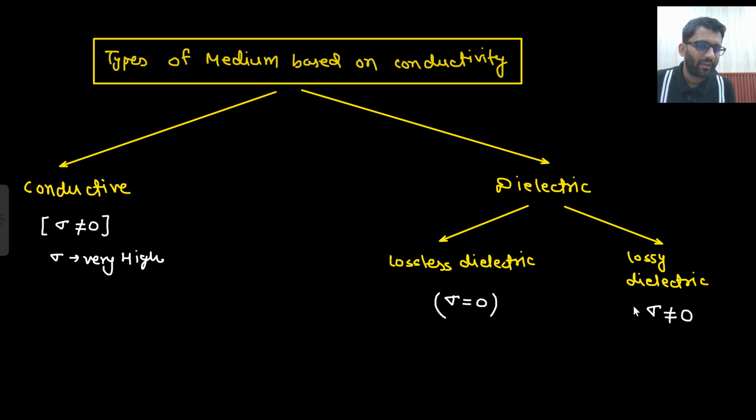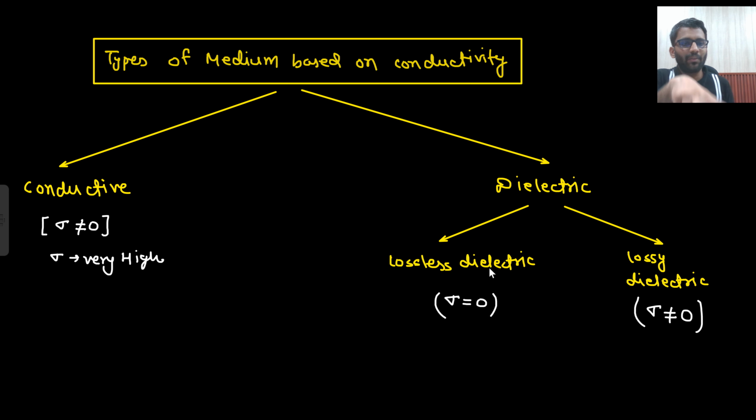You don't need to mug it up. You will eventually remember it, so do not worry about it. Just see this slide. There could be two kinds of medium: conductive and dielectric. Conductive means certainly sigma will be very high. Sigma will be non-zero, right? Sigma is conductivity. This we have already studied.